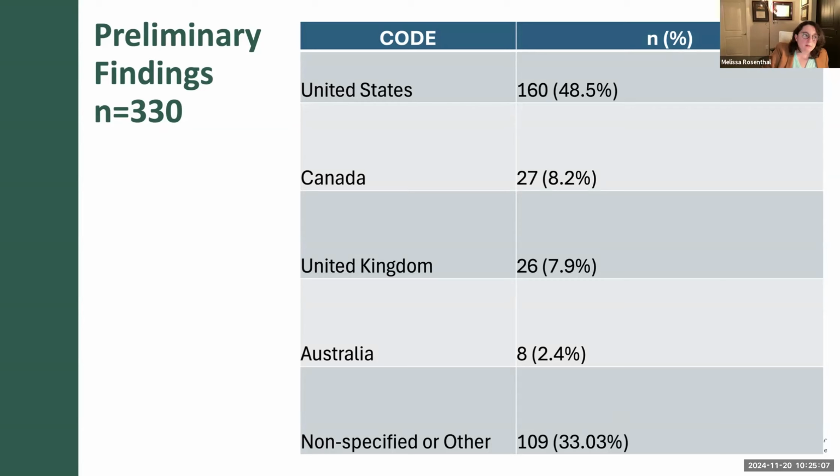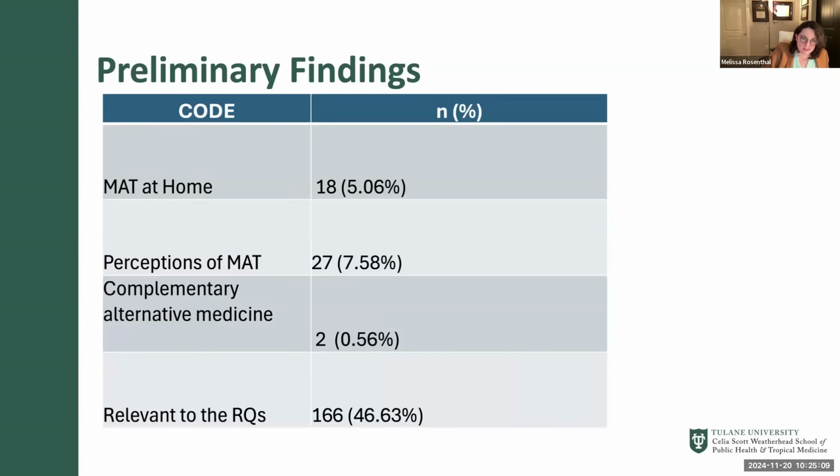So in terms of our preliminary findings, we found 18 posts that were describing MAT at home, 27 describing perceptions of MAT, and 2 at the time describing complementary alternative medicine. We've also seen that there were only 166 posts that were relevant to the research question.